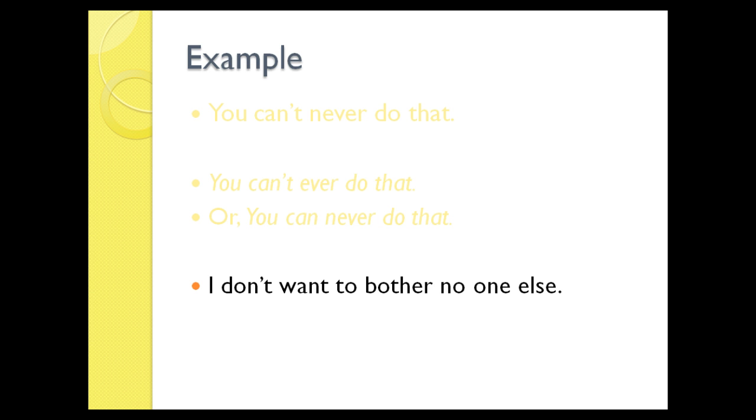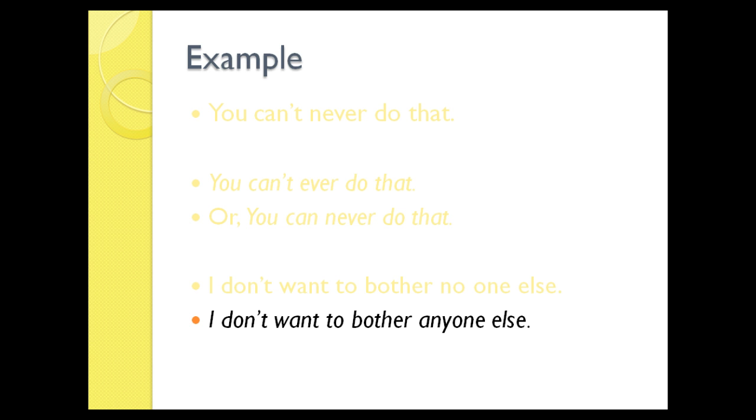If we had a different kind of example, like I don't want to bother no one else, we have N'T and we have no one. This is the other kind of correction, as opposed to the first one where we deleted one of the two negatives. This example, we leave the don't, because I want to bother no one else is less clear than I don't want to bother anyone else. So we change the no one to anyone, and we're all set.